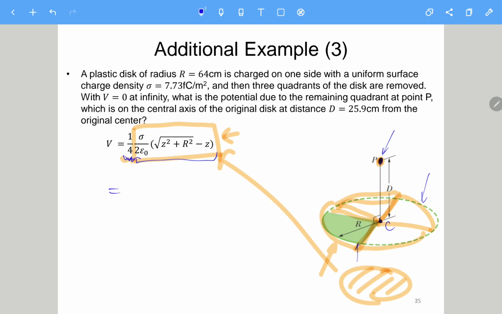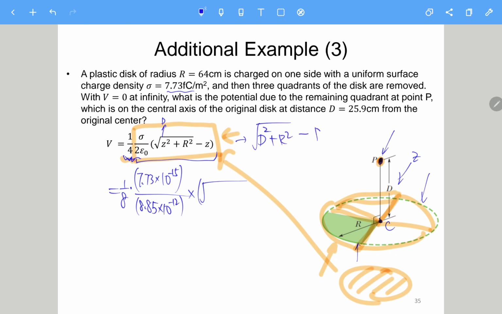Okay, so 4 times 2 is 8. So we have 1/8, and then sigma. Sigma is this value, 7.73 times 10 to negative 15. And then epsilon naught, 8.85 times 10 to negative 12. And then times the square root of z squared plus R squared, minus z. Okay, z in this problem is D. So here, this z is D. So it should become the square root of D squared plus R squared, and then minus D.